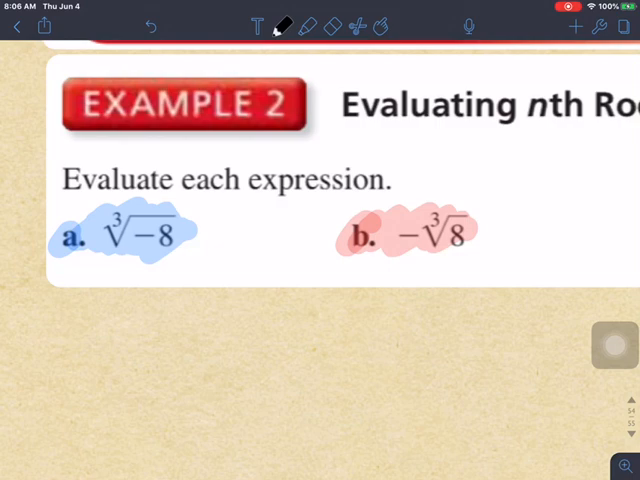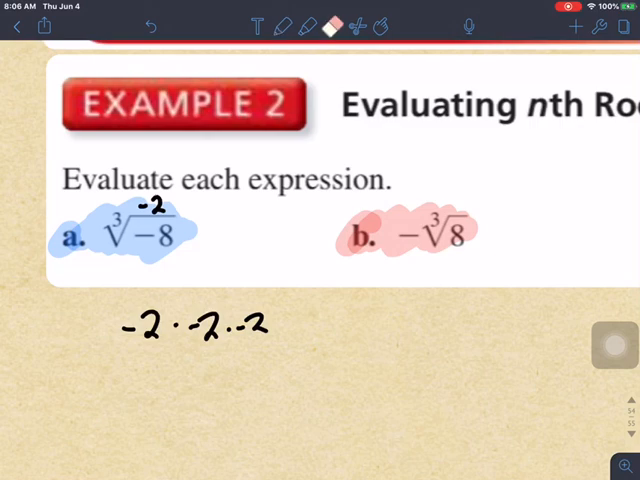But the question is, how do we get the -8? And I think that if you really think about it, it's -2. -2 times -2 times -2 gives you the -8. So the answer here is -2.